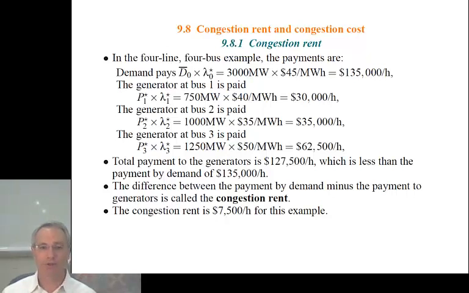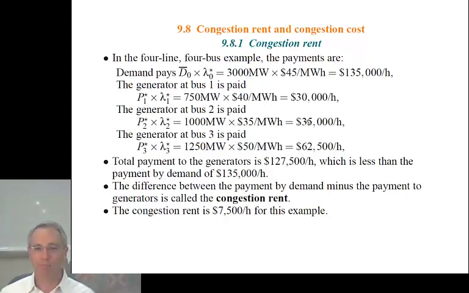I want to now turn to some other specific topics. First one is congestion rent and congestion cost. First, congestion rent. In the four-line, four-bus example, the demand would pay d over line 0 times its Lagrange multiplier, or LMP, lambda star naught. That would be 3,000 megawatts times $45 per megawatt hour, or $135,000 per hour. The generator at bus 1 is paid P1 star times lambda 1 star, which is 750 megawatts times $40 per megawatt hour, or $30,000 per hour.